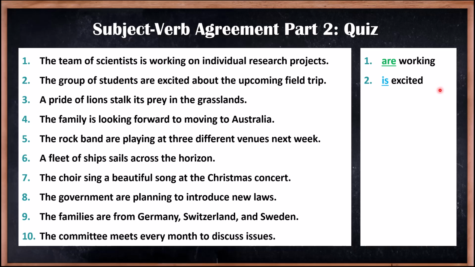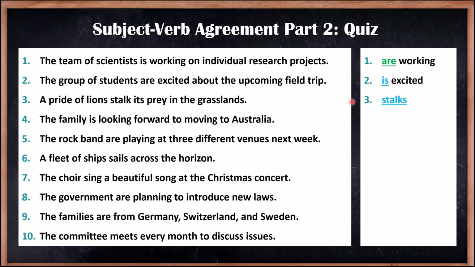Number 2 is incorrect. The group of students are excited about the upcoming field trip. This should be "is excited." The group is excited about the upcoming field trip. And this sentence is different from the first sentence because we are referring to the collective noun as one unit. The group is excited. It's different from number 1, where the focus is on individuals within the group performing different actions. So the correct answer is.